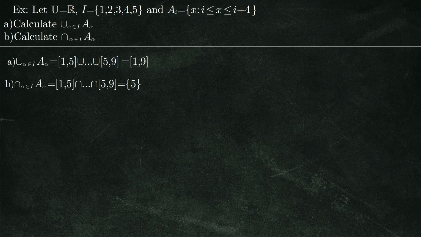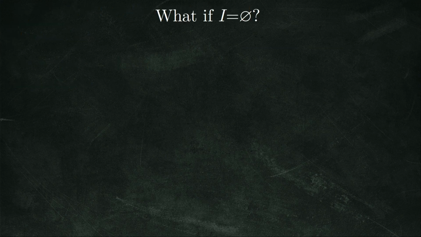Here is the solution. You see that if you intersect all of these, the only point that's in all of the sets is just the point 5. So what if I is just the empty set? This is where the maybe strange definition of the union and intersection is going to matter.